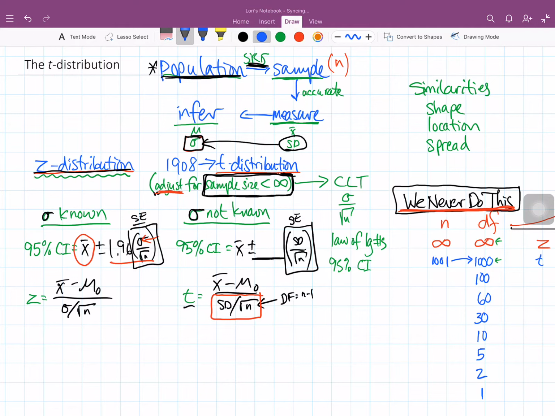A lot of times you'll see in charts degrees of freedom, and you need to be able to convert back to what is the sample size that they started with. Similarly, if you have degrees of freedom equal to 100, then your sample size was 101. If you have degrees of freedom of 60, then you started with a sample size of 61. Here's 31. Here would be a sample size of 11. Here would be a sample size of 6, sample size of 3, sample size of 2, and so on.